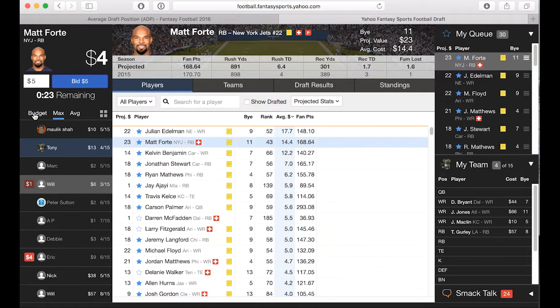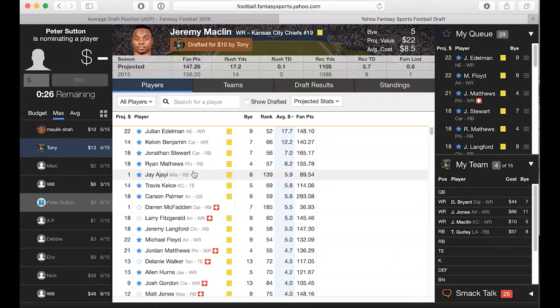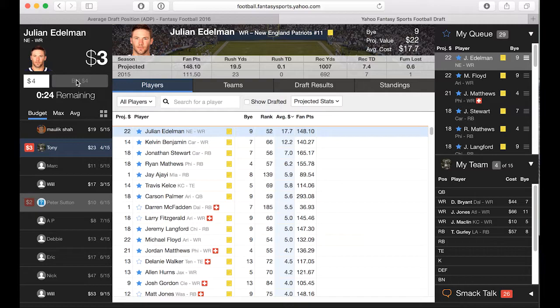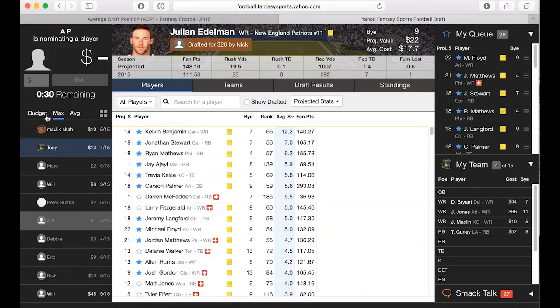I recall in years past, some of my league mates drafted players like Jordy Nelson and Kelvin Benjamin without knowing that they were injured, and they paid a premium price for them, which in the end came back to hurt them.